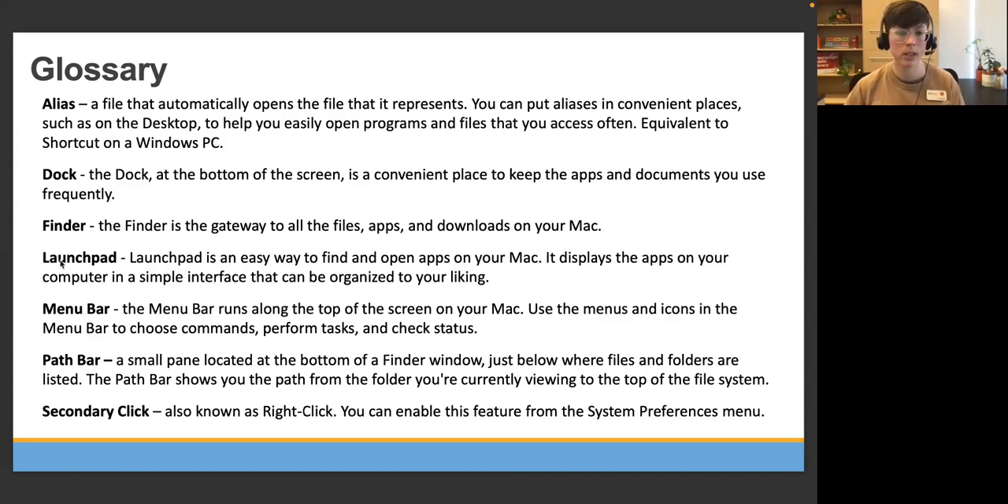We also talked about secondary click, which is also known as right click, and you can enable that feature from the System Preferences menu. We talked about how to do that as well. It would be Control and click, or of course you can use the gesture that was explained earlier.